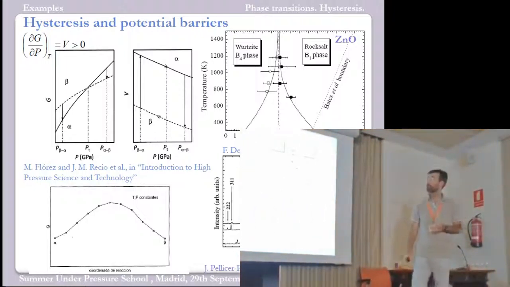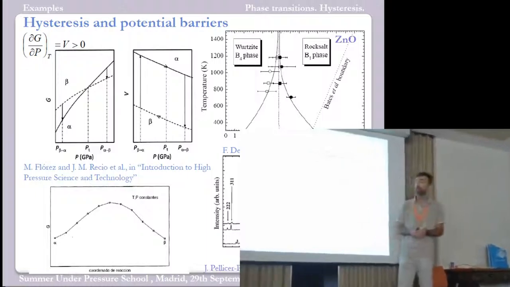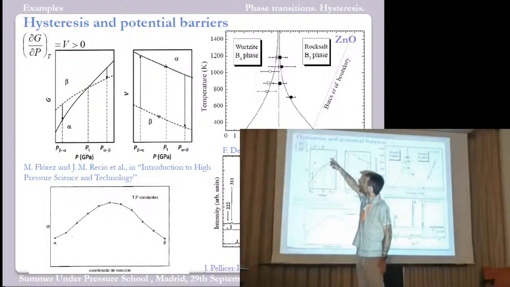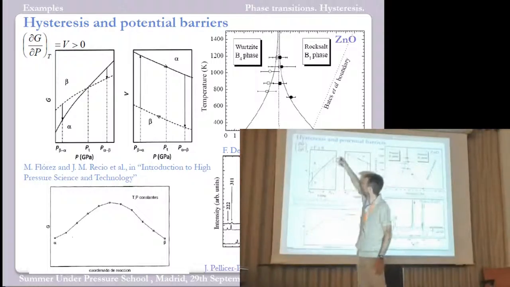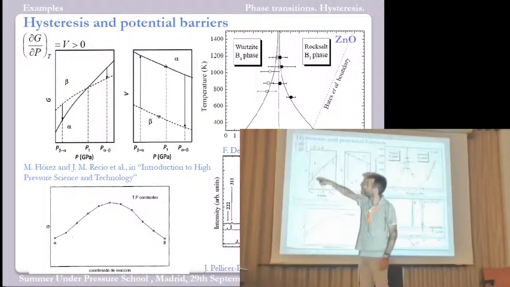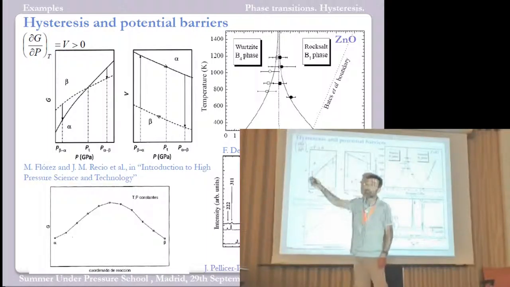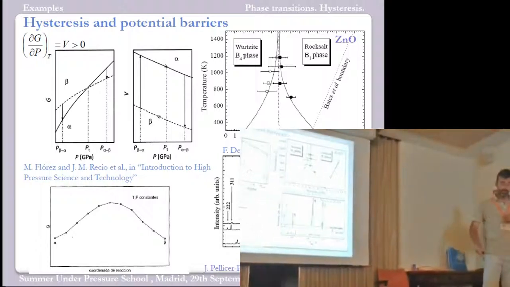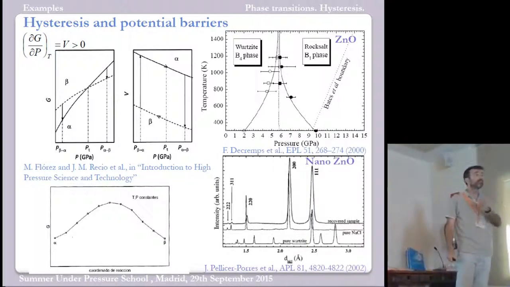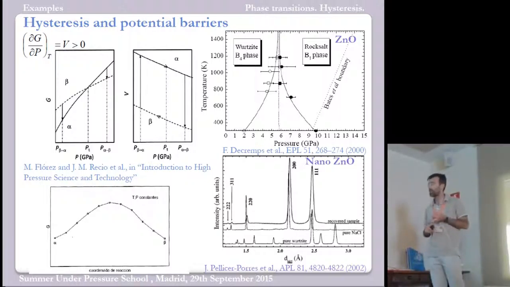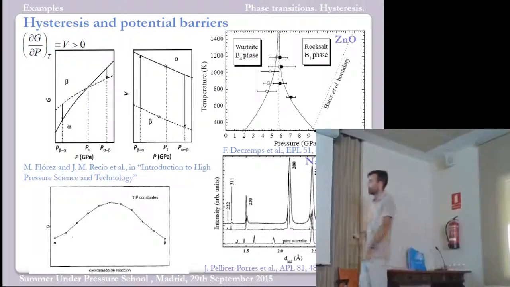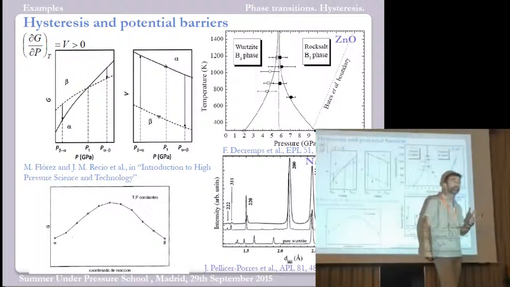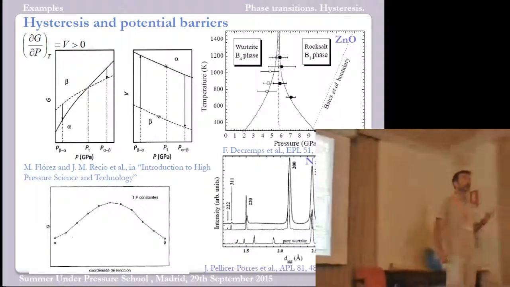This is not what usually happens. What usually happens in real experiments is that you observe the phase transition at a higher pressure here, and in the downstroke you observe the reverse transition at a lower pressure here. This usually happens with first order transitions where you have a large volume change, which implies bonding breaking, also atom migration and new bonding formation. This can be described with potential barriers. The sample has to overcome potential barriers in order to achieve the high pressure configuration.